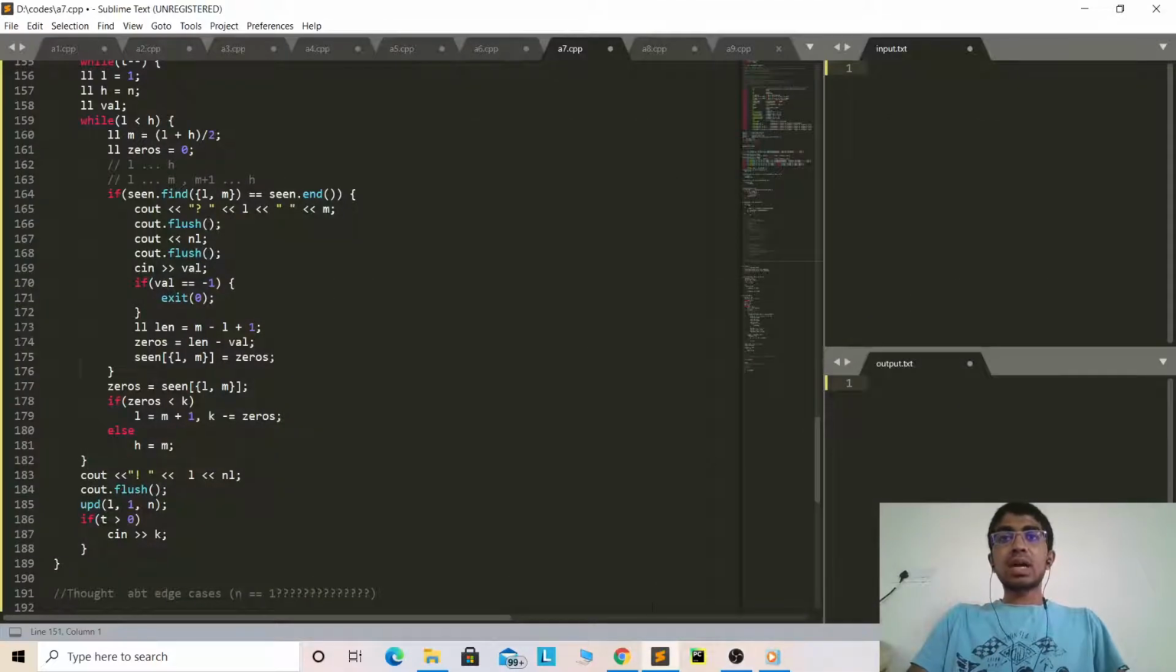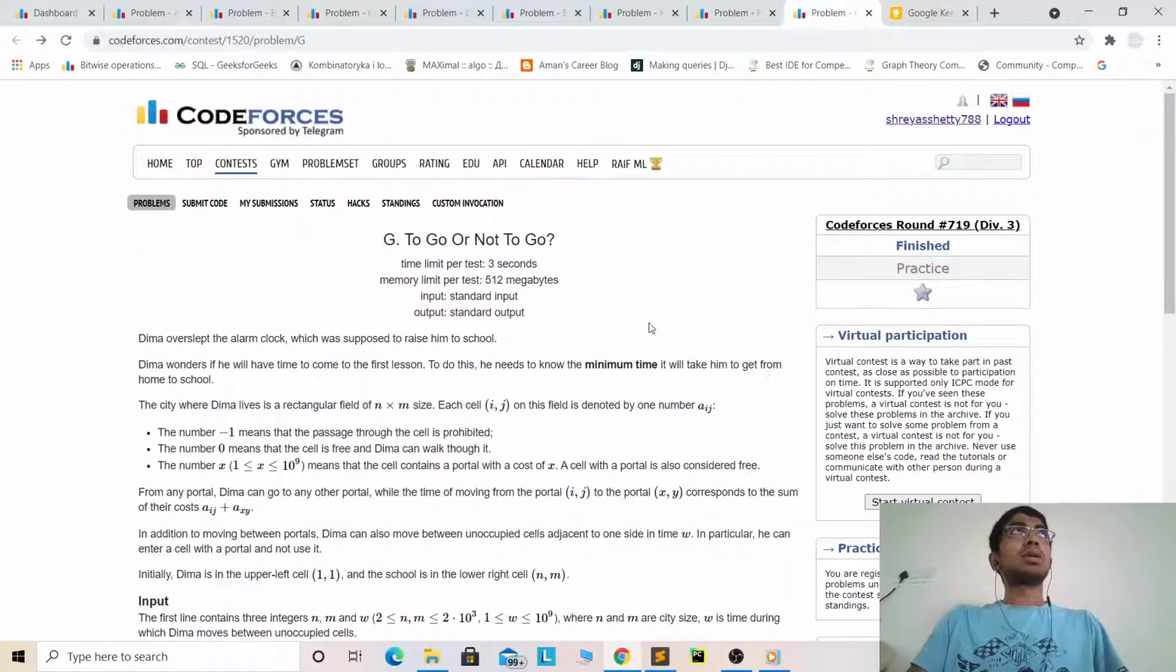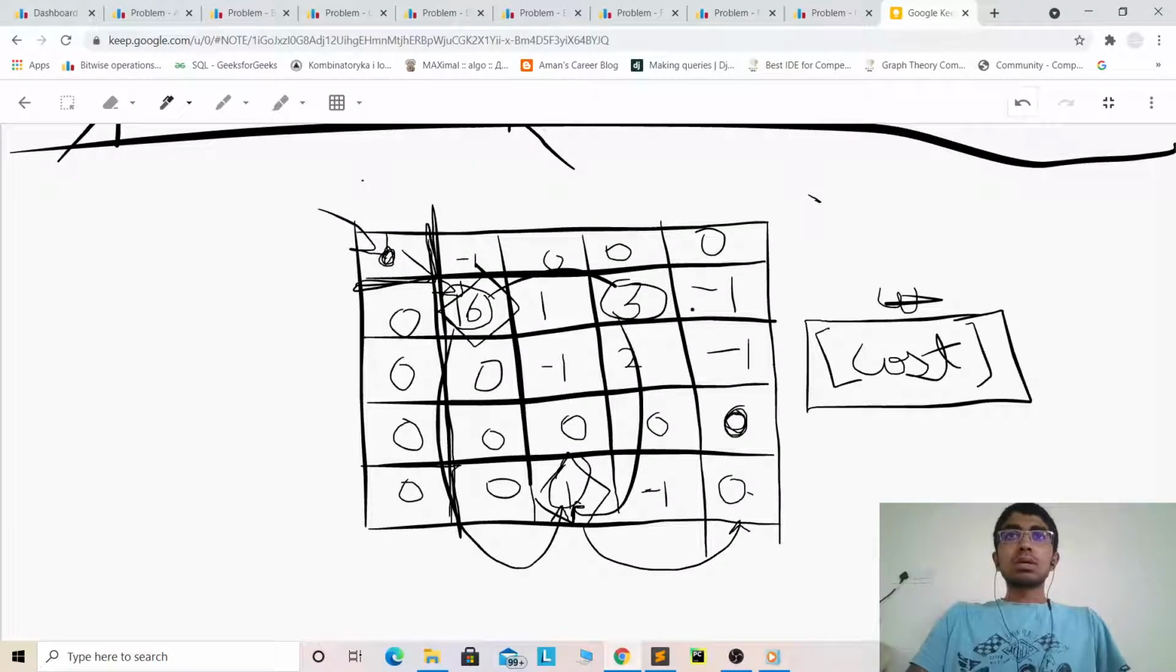Okay guys, so let's start with the final question, that is problem number G. This we'll explain with the help of a diagram. We are given an n cross m grid, and we are starting from 0, 0 (or 1, 1), and we need to go to n, m. So what is the minimum cost to go from 0, 0 to n, m?